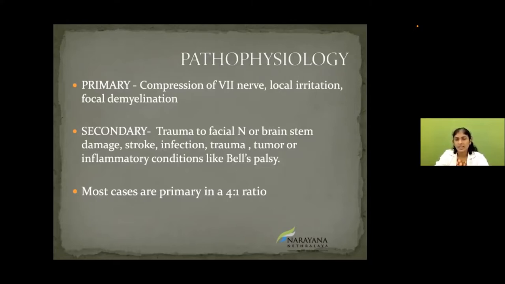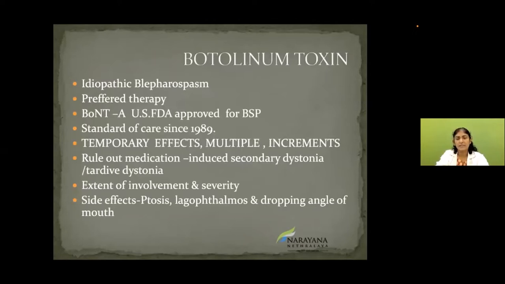The clinicians, in concurrence with a neurologist and following a thorough neurological evaluation, can start botulinum toxin. It was first used for the treatment of idiopathic blepharospasm and is currently the preferred treatment for blepharospasm and Meige syndrome. Due to its high efficacy and few side effects, the toxin has been approved by the US Food and Drug Administration for the treatment of blepharospasm. The toxin has been a standard of care since 1989.